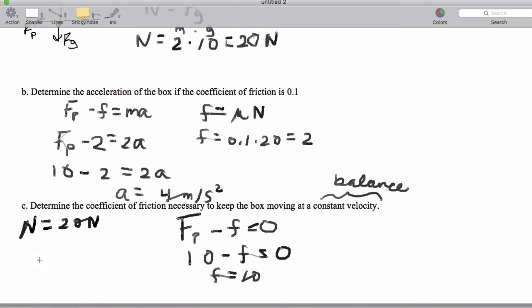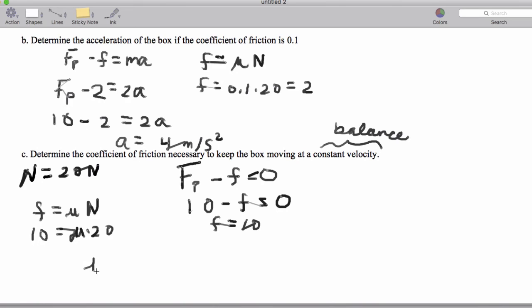So the mu coefficient of friction that we want to solve for, that's friction is mu times N. So that's going to be 10 is mu times 20. So mu is going to equal 0.5.